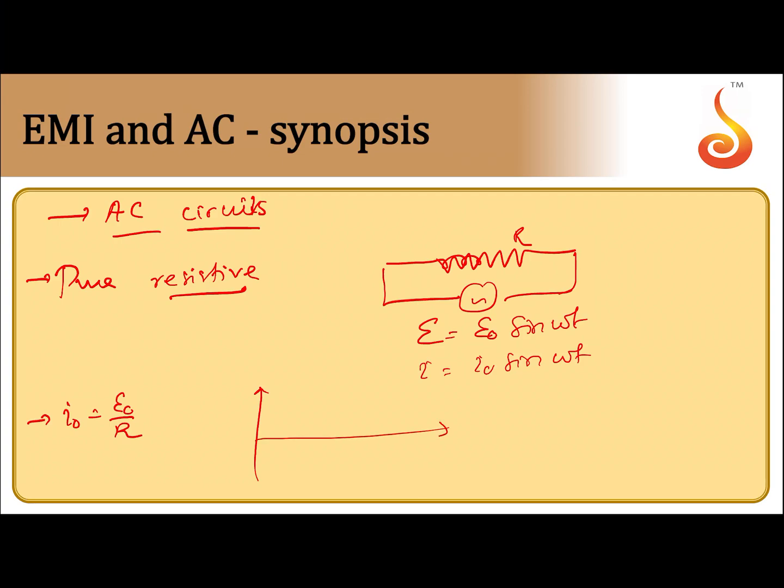Its representation can be shown like this. Suppose I draw the E versus T graph, and probably the I versus T graph is like this. Maybe the current is more or less, depending on the ratio. One thing that is very obvious here is the EMF and current are in phase. That means if I show the phasor representation, V is along this direction and the phasor for the current is also here.